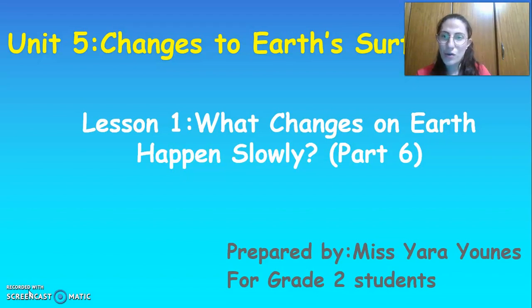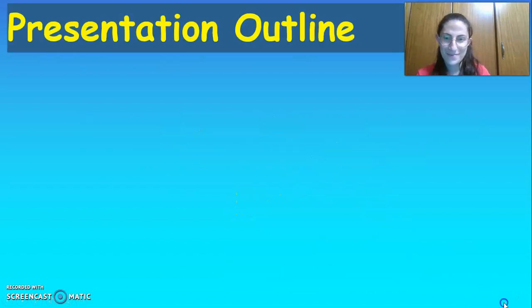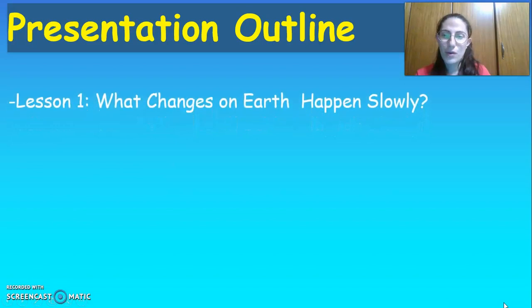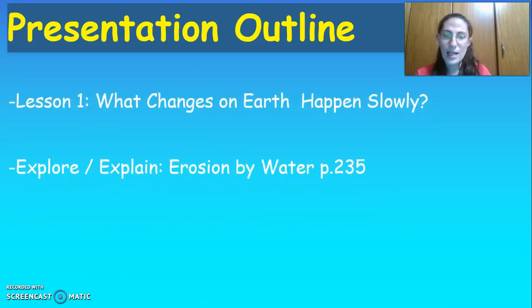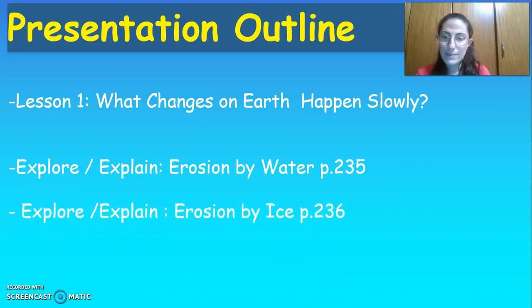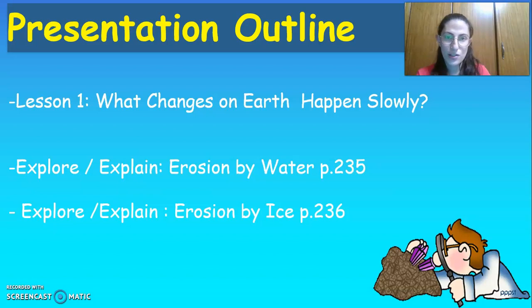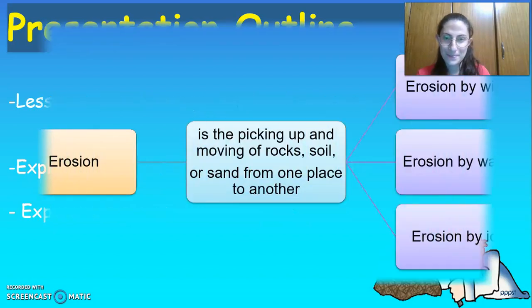Today we're going to continue with Unit 5, Changes to Earth's Surface, Lesson 1, What Changes on Earth Happen Slowly, Part 6. For today we're going to cover Lesson 1, What Changes on Earth Happen Slowly, Explore, Explain Erosion by Water, page 235, Explore, Explain Erosion by Ice, page 236.